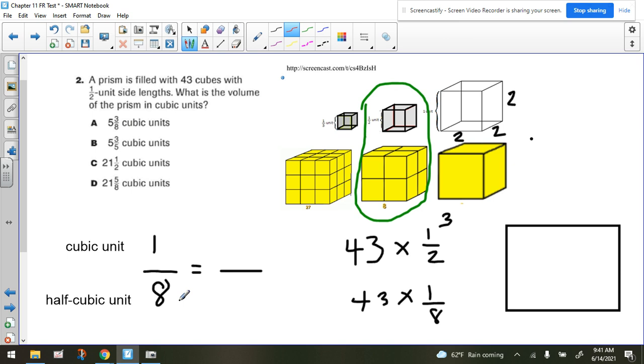And you can use proportions because they're talking about 43 half-unit side lengths. So you'd have to decide, where am I going to put the 43 in the proportion? Is that full cubes or is that half cubes? But let's say you're afraid that you're going to mess up with that.